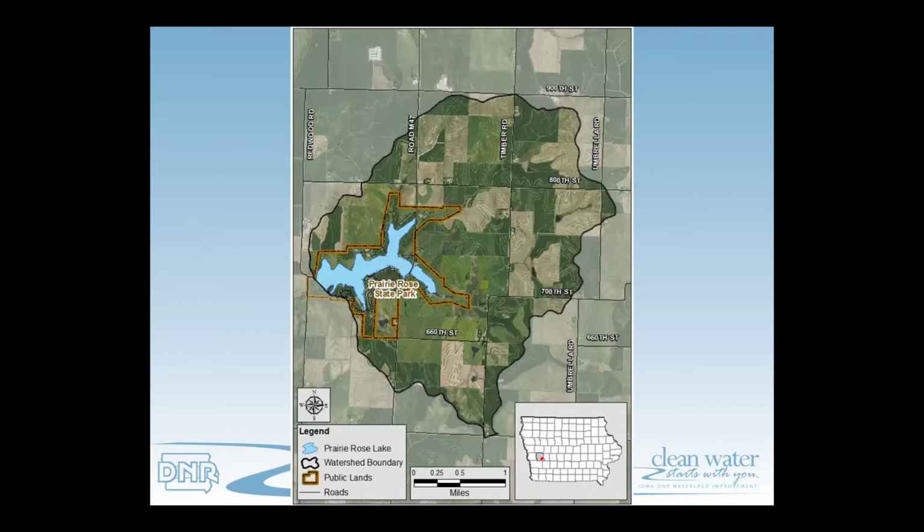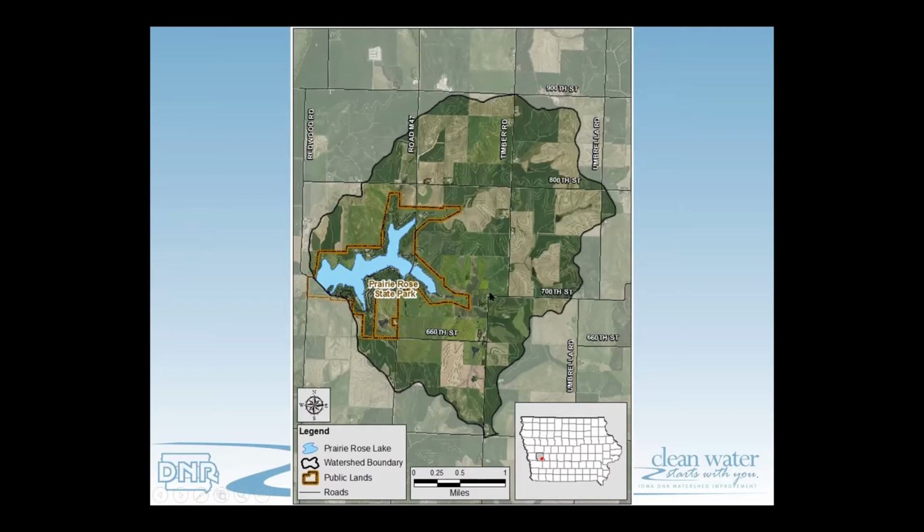What you want to focus in on here is the section of the map that's clearer or a little bit more well-defined in this colored area. It's outlined here in this dark black outline, and then outside of it is a little bit more gray shaded. So anything inside of this black outline is the watershed for Prairie Rose Lake.